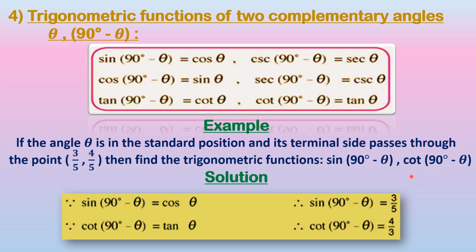The other example, cotan 90 minus theta. So cotan 90 minus theta is tan theta. Tan is y over x. Again, y divided by x. So 4 over 5 divided by 3 over 5 equals tan theta, which equals 4 over 3.